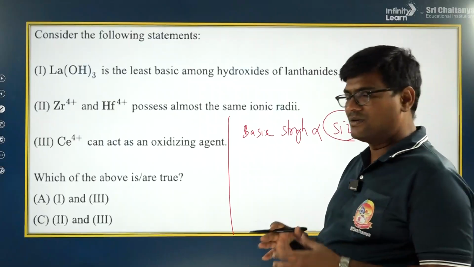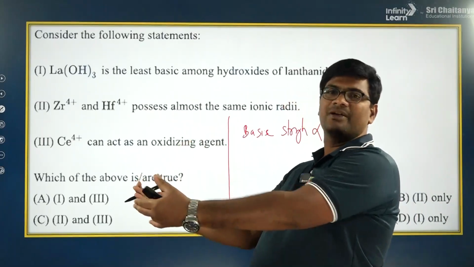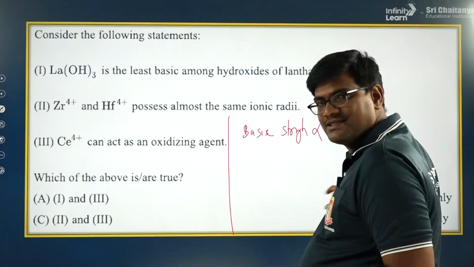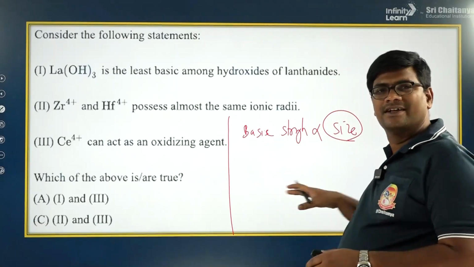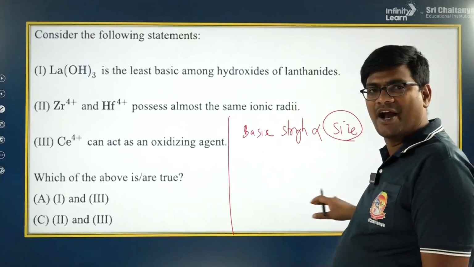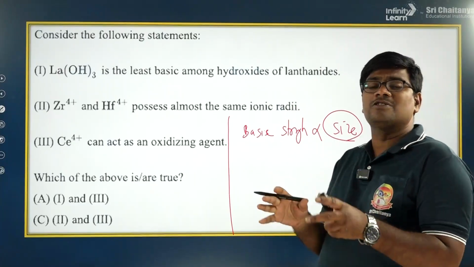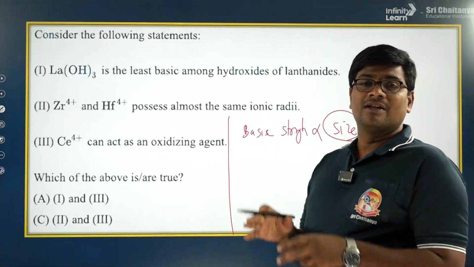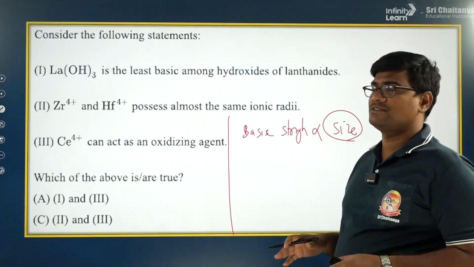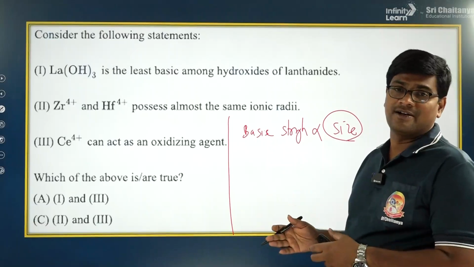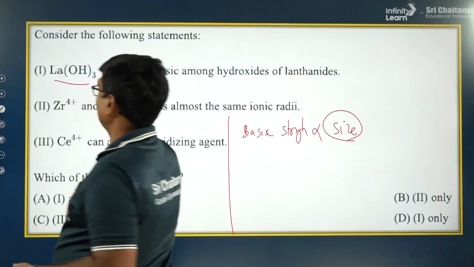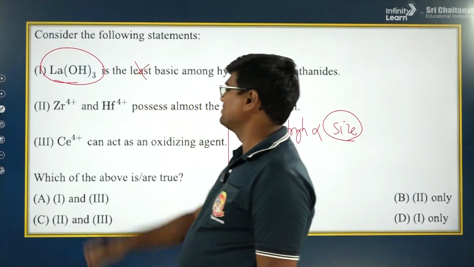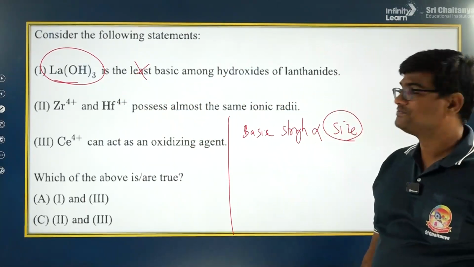Now, if you see the size, lanthanum 3 plus is the biggest one, and gradually the size decreases. That means basic strength decreases gradually up to lutetium. So, what is the most basic one? Lanthanum trioxide or lanthanum hydroxide. What is the least basic one? Lutetium oxide, lutetium trioxide or lutetium hydroxide. That means here lanthanum hydroxide should be most basic. But here they have mentioned it is least basic, therefore that is an incorrect statement. Let's go for next.